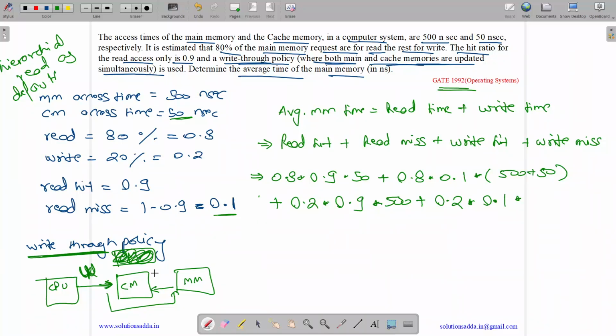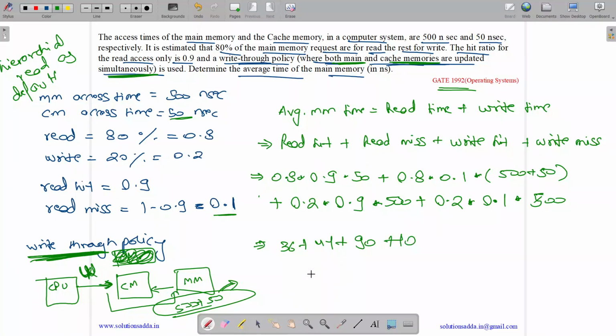Now if it is a miss, we have simultaneous write policy. Simultaneous write means main memory and cache are updated simultaneously. So instead of 500 plus 50, both will update simultaneously and we will take max of both, which is 500. So we will have 500. So let us calculate this. This will be 36 plus 44 plus 90 plus 10, which is equal to 180 nanoseconds. So this is our answer. The average time for main memory access is 180 nanoseconds.